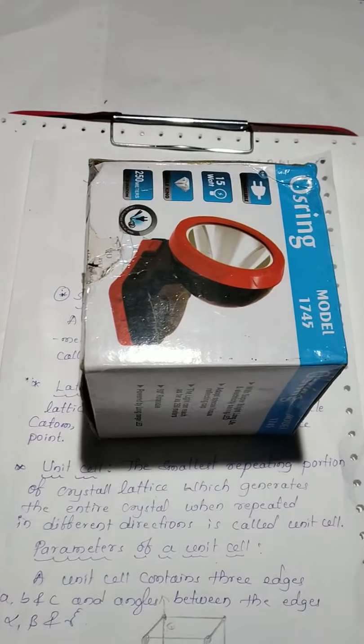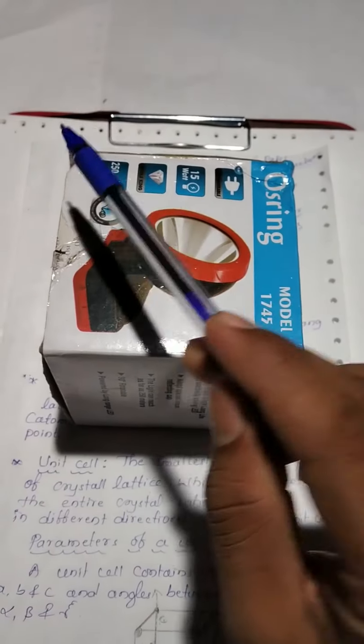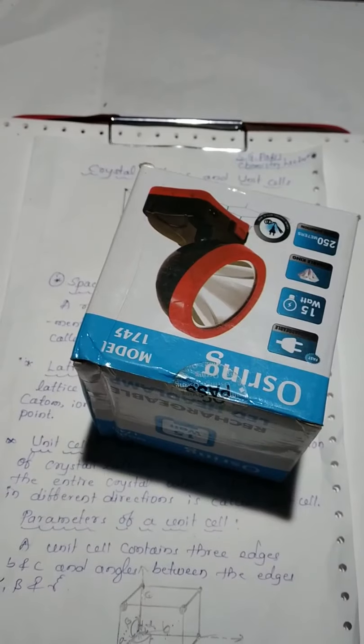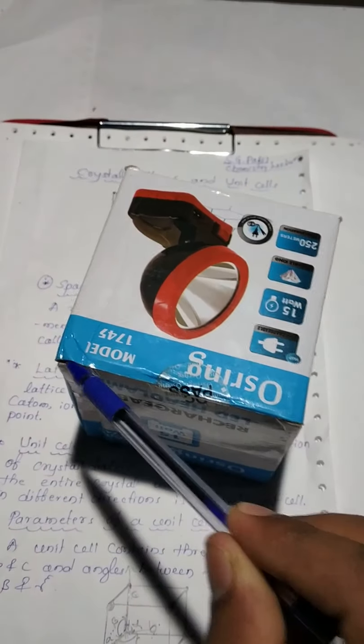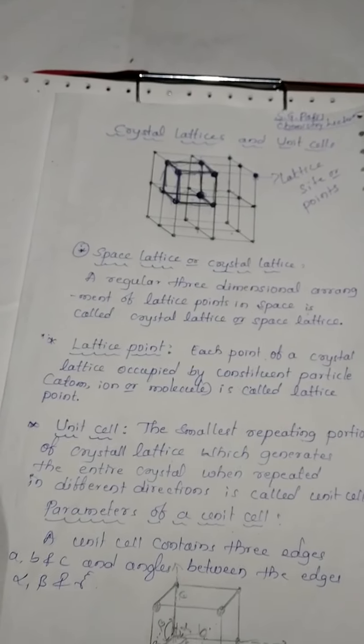Okay. Then how many corners are there here? See here, 1 corner, 2, 3, 4 above. What about below? Here also 1, 2, 3, 4. Total 8 corners are there. Okay, let us keep it aside.